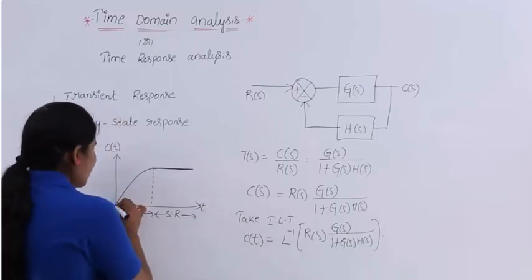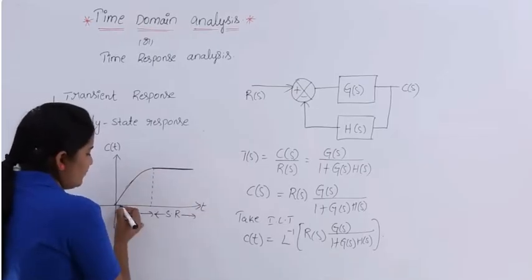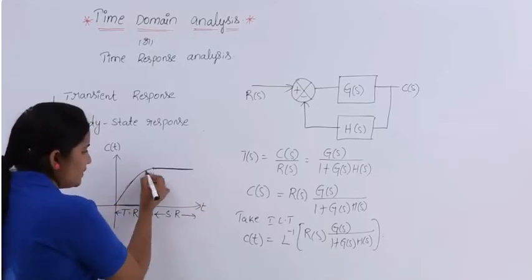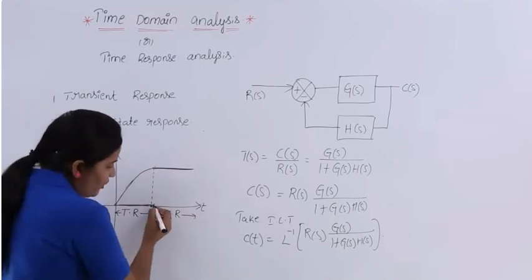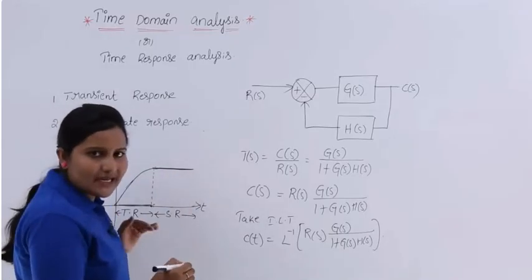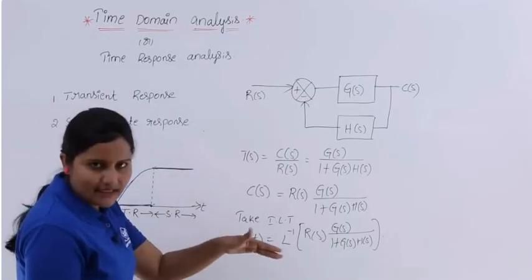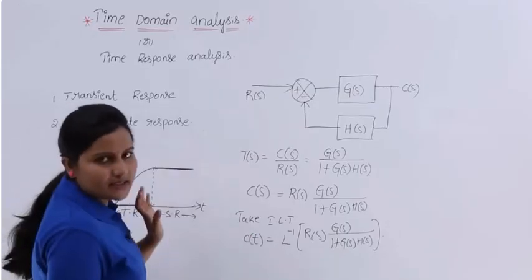That means, you can observe here, this response is varying with time. If you are increasing your time, this is going to vary. But in this place, even if you are varying time, your response is not going to vary. It is like a constant. It's in steady state. So this is the transient response, and this is the steady state response.